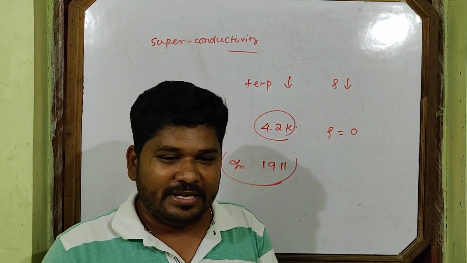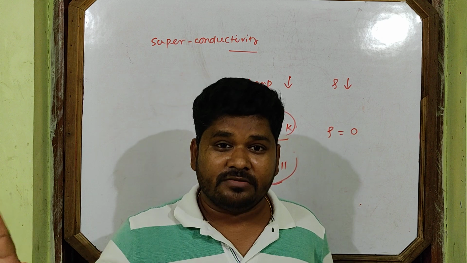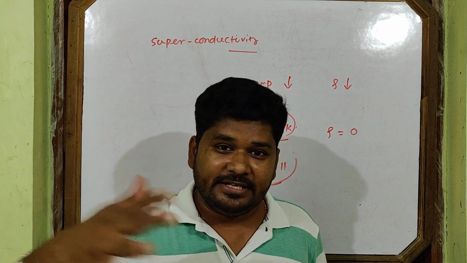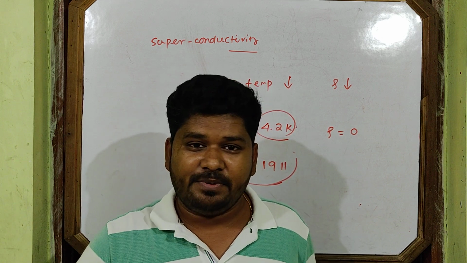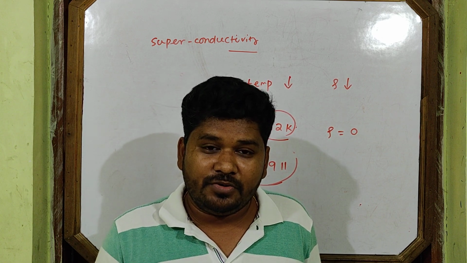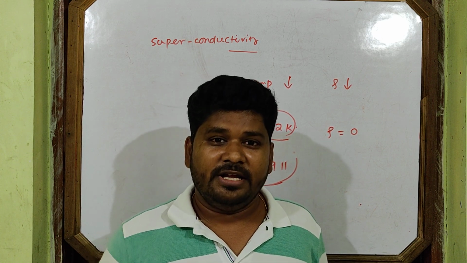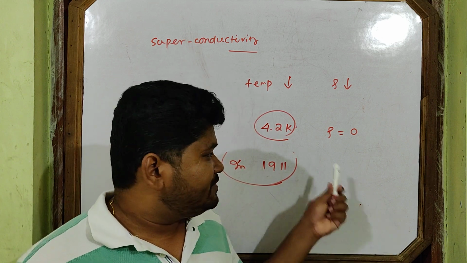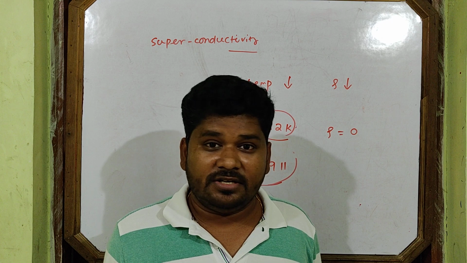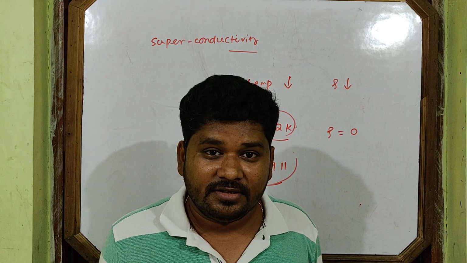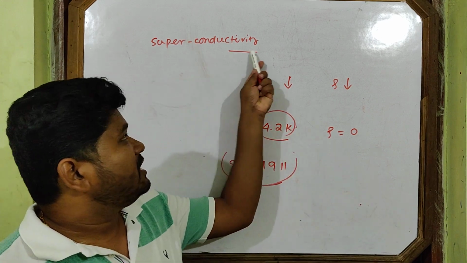He became happy when he saw resistivity become 0. Resistivity 0 means what? No opposition. Current will pass easily. No opposition, no loss of current. If no opposition, the conductor will not heat while passing the current. No loss will happen. Kamerlingh-Onnes became very happy when resistivity was 0. It's not a conductor. What is this? Superconductor.